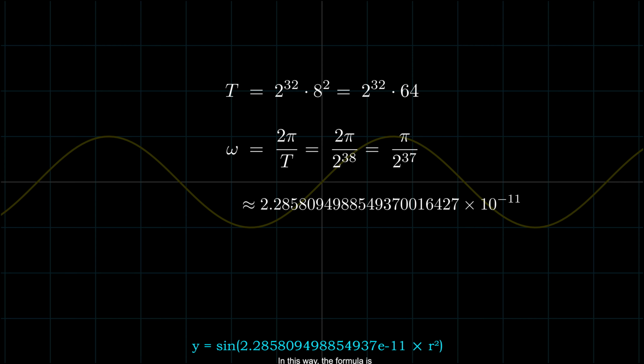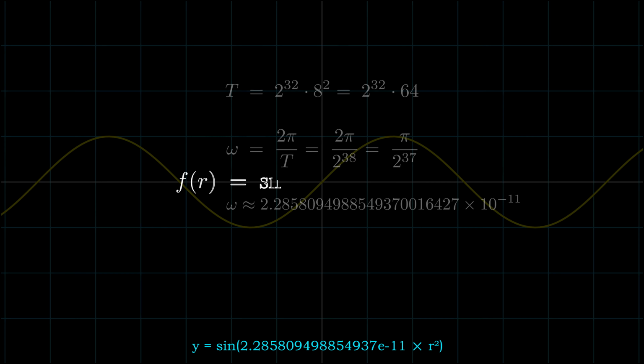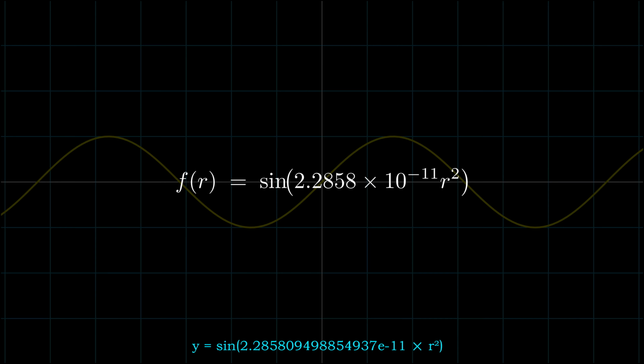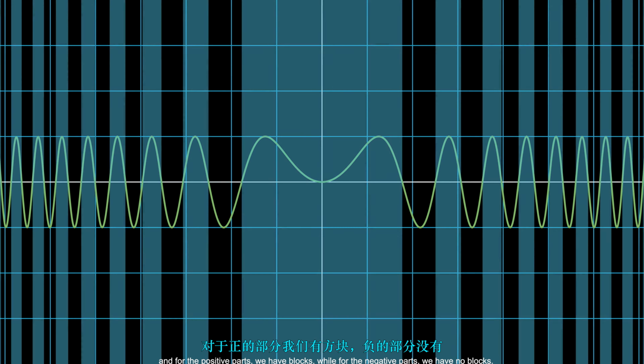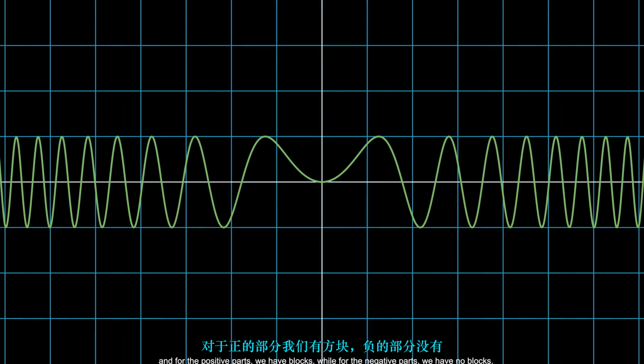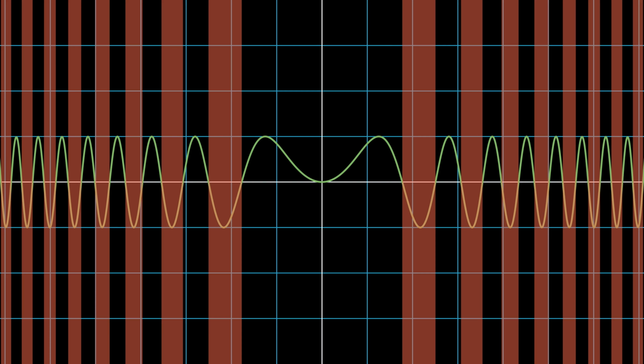In this way, the formula is y equals sine of 2.2858 times 10 to the power of minus 11 times r squared, where y is the height value and r is the distance from the original point. And for the positive part, we have blocks, while for the negative part, we have no blocks.